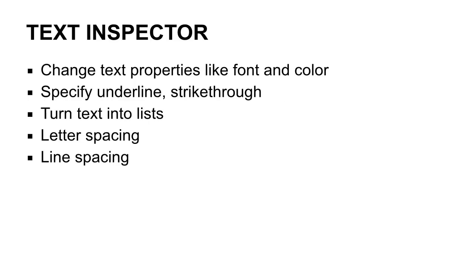In this lesson, we'll cover the ins and outs of working with text inside of Sketch. Sketch provides most of the functions you'd expect when working with text, but also adds a few of its own to make life easier. First, we'll talk about the text inspector. This is where you can change text properties like underline, strike through, etc. Sketch also lets you turn text into a list, which is something I haven't encountered anywhere else. You can handle letter spacing here, and also line spacing.